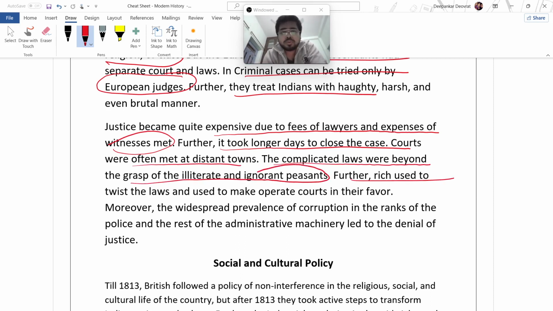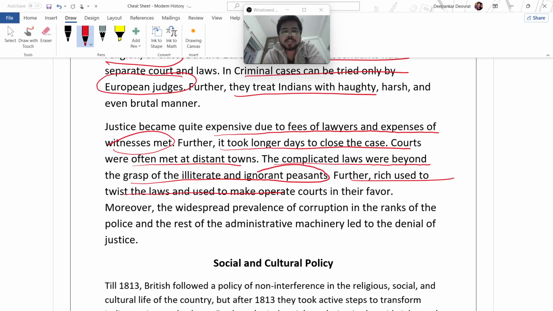Further, the rich used to twist the laws and manipulate the courts in their favor. Twisting of laws is the work of a lawyer: they play with the laws, pointing out that this is the law, I am following that law, what is the reason behind it, why are you making such a judgment, so this point is wrong. So it is just twisting the laws. If something is codified, they will pick it and play around with it.